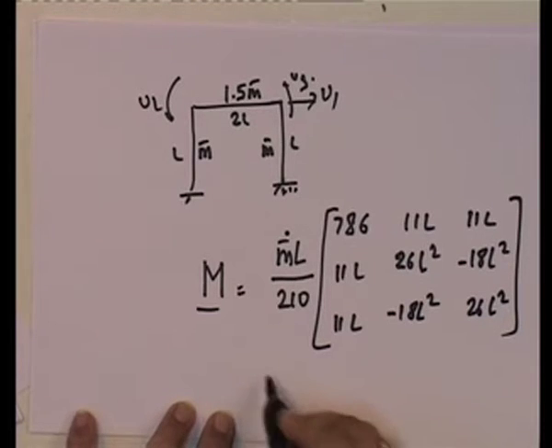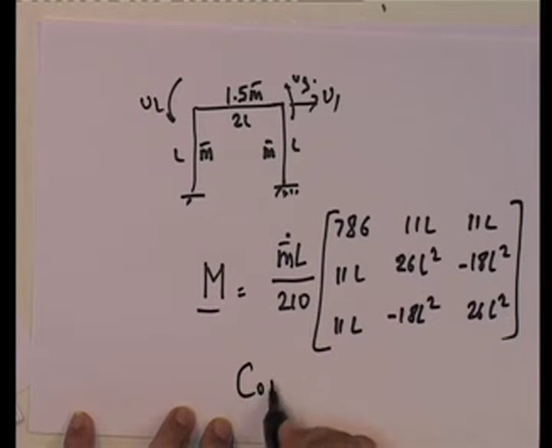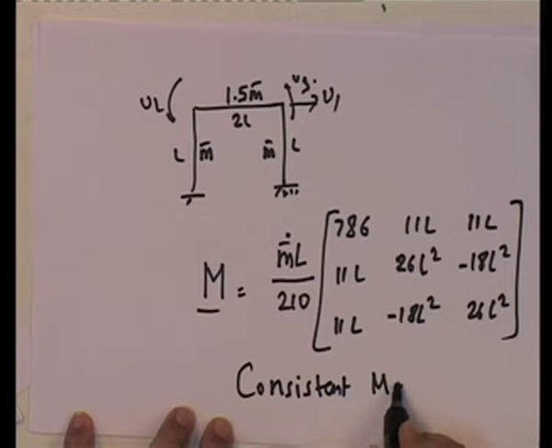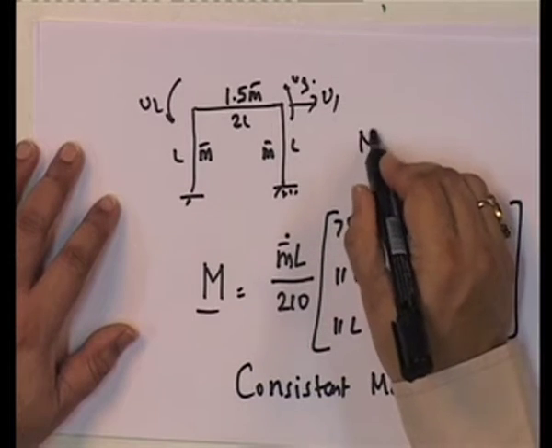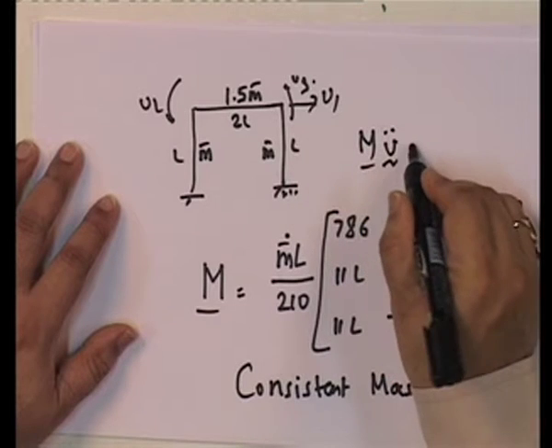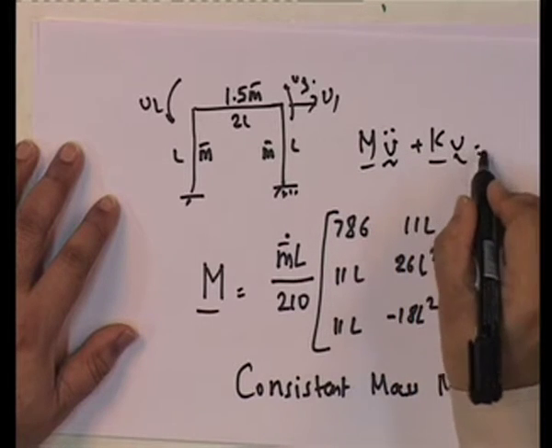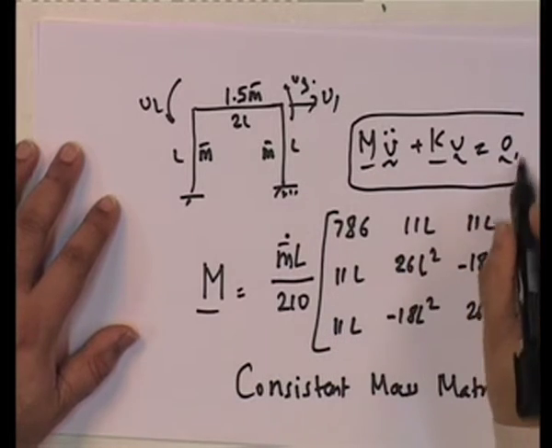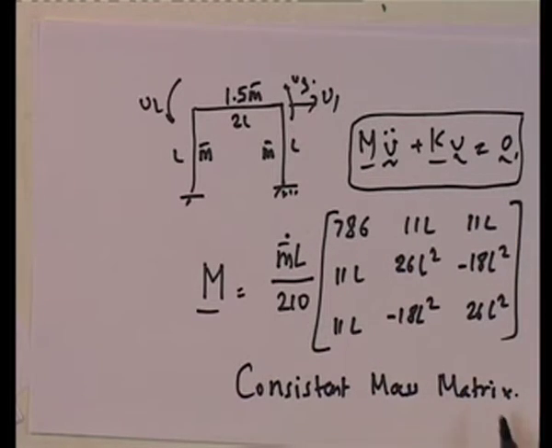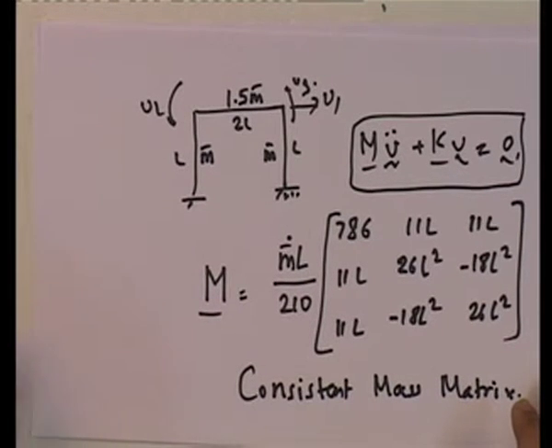And this mass matrix is known as the consistent mass matrix. And if you look at it, now we have done this. So, this problem becomes, well, since there is no load, I can actually say this, there is no load. So, this is the equation of motion where m is given this way and k is given the other way.